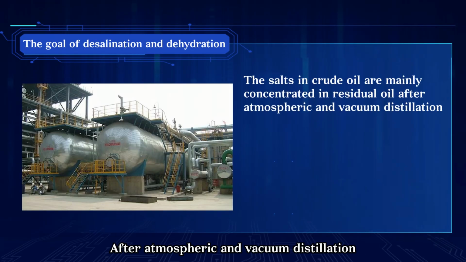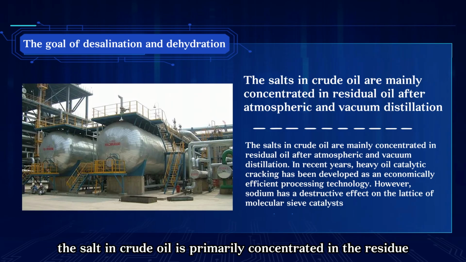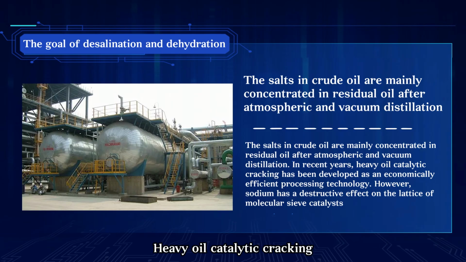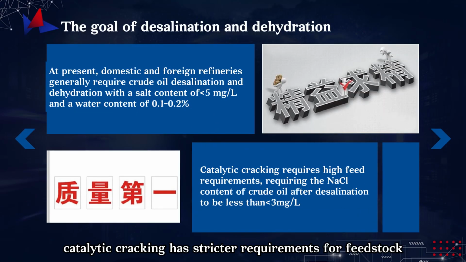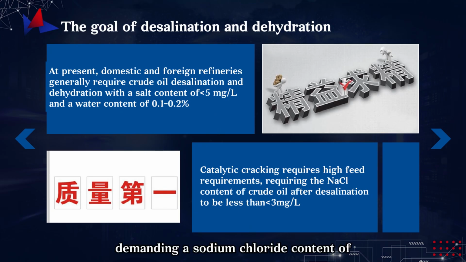After atmospheric and vacuum distillation, the salt in crude oil is primarily concentrated in the residue. Heavy oil catalytic cracking, developed in recent years, is a processing route with high economic benefits. However, sodium damages the lattice of zeolite catalyst. Therefore, catalytic cracking has stricter requirements for feedstock, demanding a sodium chloride content of less than 3 milligrams per liter after crude oil desalting.